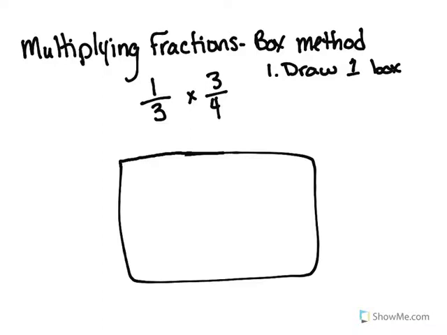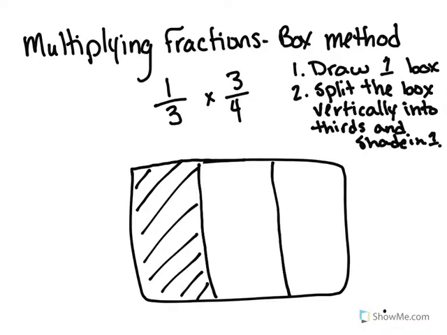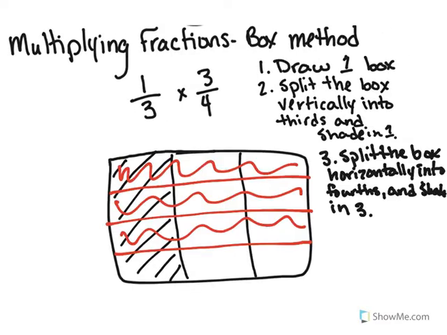So we only draw one box when multiplying fractions. And our second step is that you're going to split the box vertically into thirds. So here I have 1, 2, 3 pieces, and you're shading 1 to make our 1/3. Your third step is to split the box horizontally, meaning left to right, into fourths. 1, 2, 3, 4. And shade in 3 of those to make our 3/4.